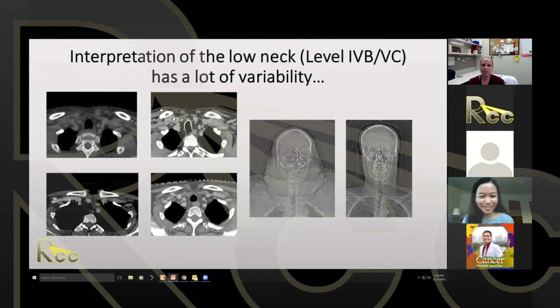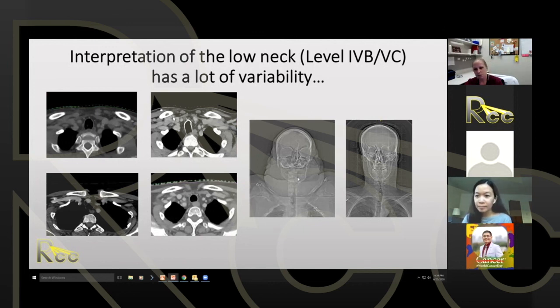Like I was saying, there's a ton of variability with how the low neck levels 4B and 5C are contoured. I think a lot of that not only has to do with our evolving understanding of it, but the reality is the anatomy varies very greatly from person to person. I know Dr. Patel had already shown you these representative examples of these four CT scans in different patients representing that point that's 2 centimeters above the sternal manubrium. So we can see anatomically how different these are.